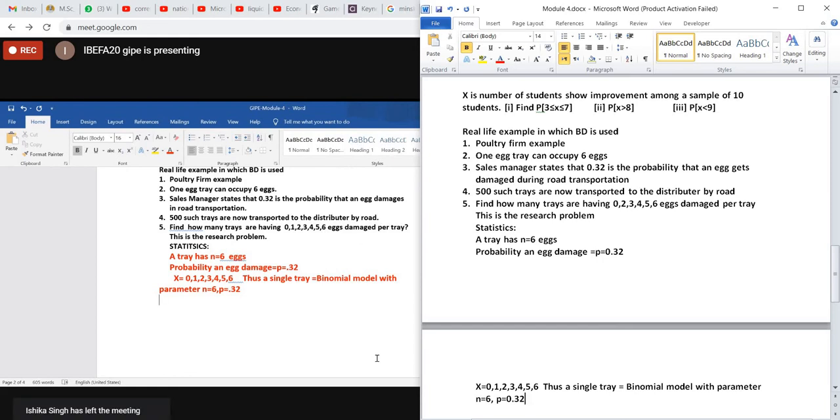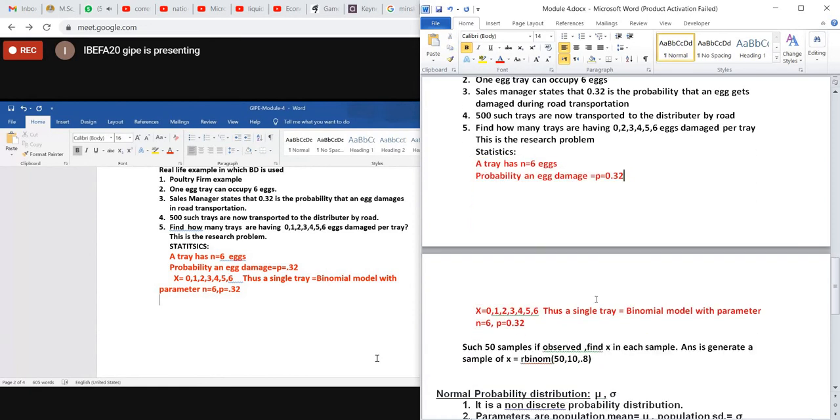So the red color is similar to our questions 1, 2, 3. In the first, there are 6 customers. In the next, it has 5 drills. In the next, we have 4 students. And the last, we have 10 students. Here, 6 eggs. There, p is given. Here also, p is given. Here, a tray means a sample of 6 eggs.